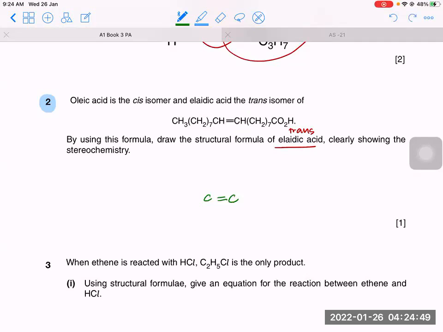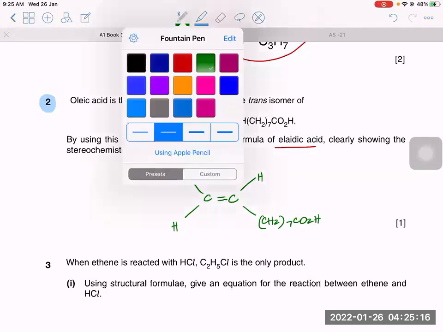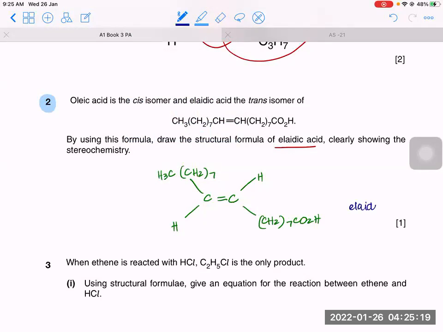For the trans isomer, what should you have? The similar atoms on opposite sides. So the H goes here, the H goes here. This one has a CH2, 7. So CH2, how many of these? 7. CO2H. And the other one also has CH2, 7 and a CH3. Clear? So right here you have shown the trans isomer, which is elaidic acid. Yes? Similar atoms on opposite sides.